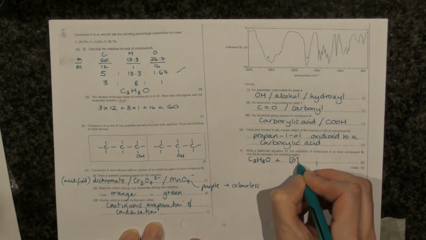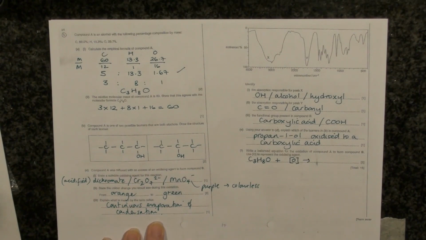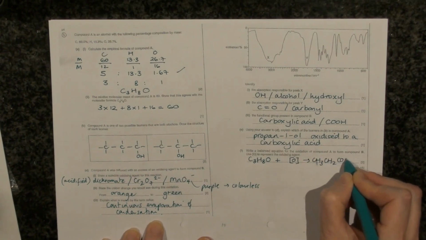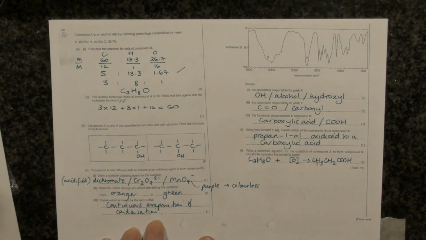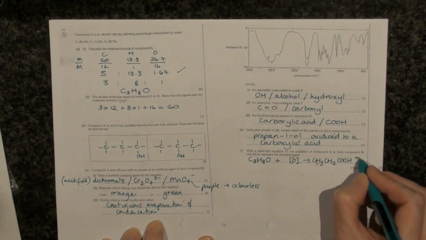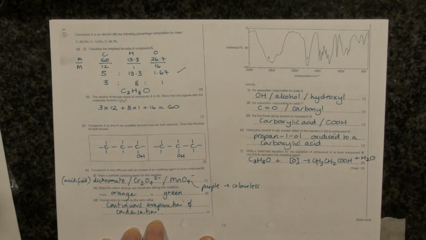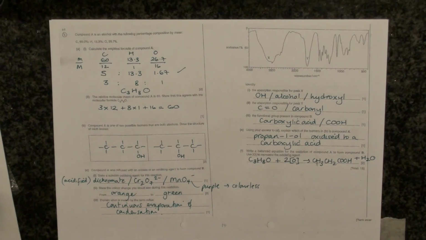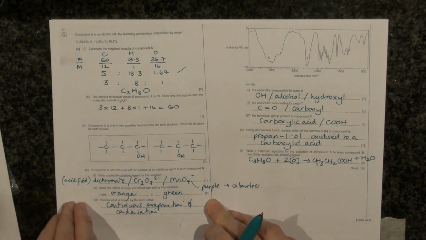Oxidising agent, O in square brackets, and our product ideally will show our formation of our carboxylic acid, CH3, CH2, COOH. In order to balance, we at the moment have only got 6 hydrogens, so we need some more, so we need our water, and then we need to, for our second mark, balance our oxygens from the oxidising agent, like so. 1 mark for the formulae and 1 mark for the complete balanced equation.